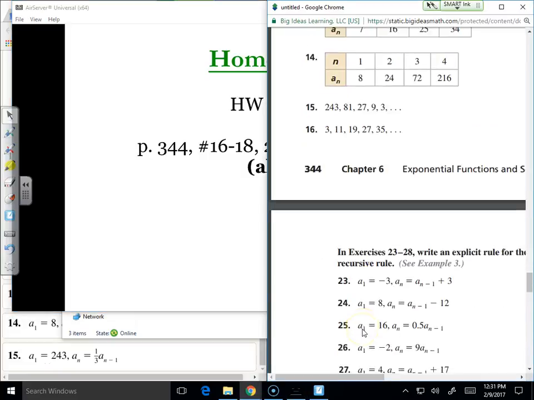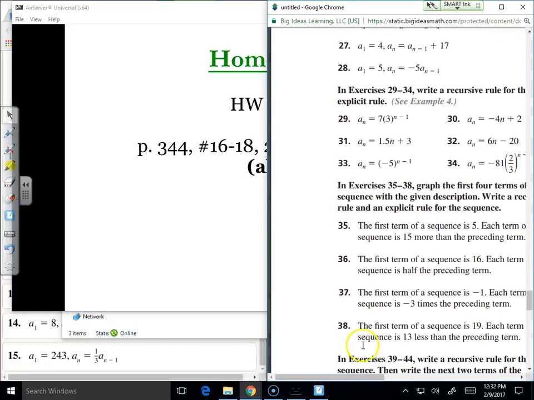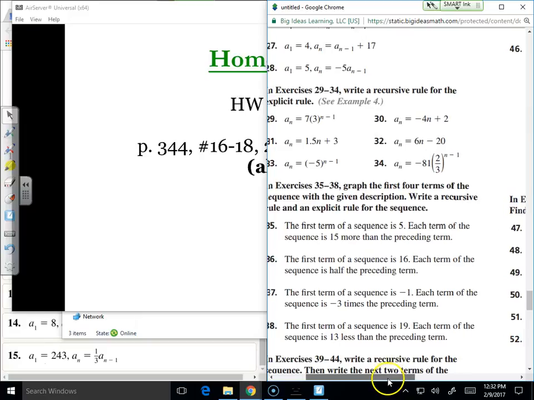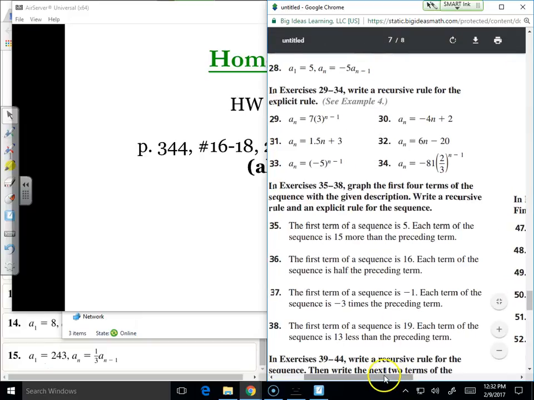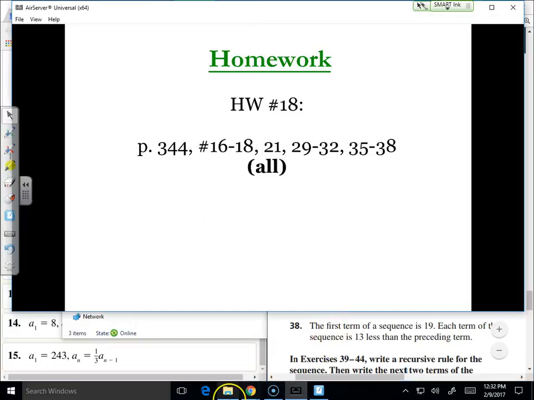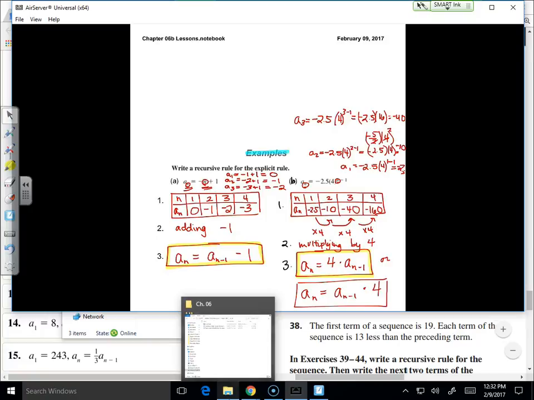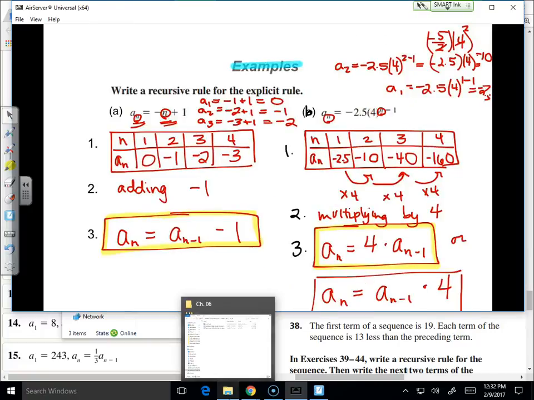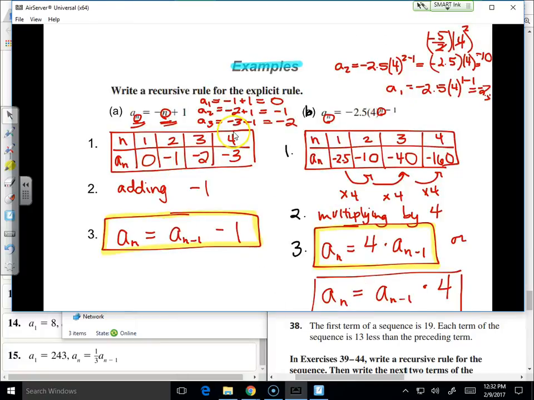Now, we've done all the homework, or at least looked at it, up to number 29 to 32. Let's go check out what's going on there. Do these directions look familiar? Yeah. Write a recursive rule for the explicit. What are you going to be doing on these ones, guys? You're going to start by step number 1. Wait, doesn't it look like these? Find your terms. Yeah. Step 1, find the terms.